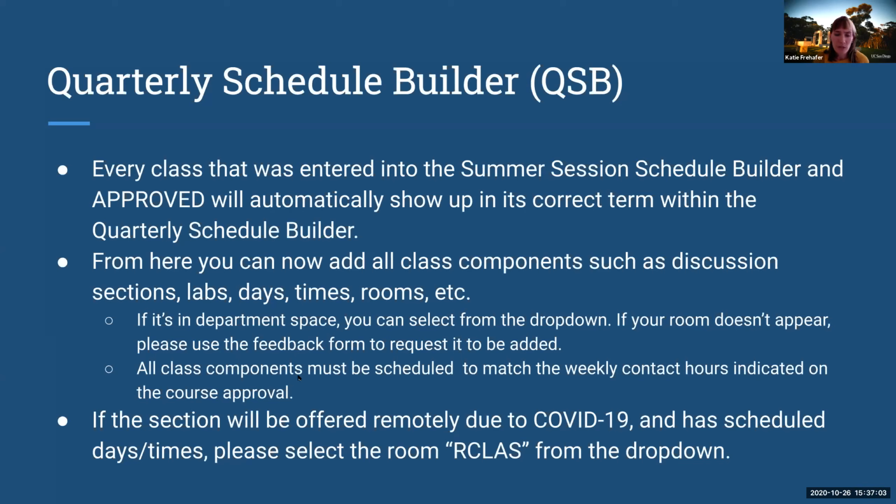The class components must be scheduled to match the weekly contact hours as also indicated on your course approval form. So please just make sure there too that all the numbers are adding up correctly. And if the section will be offered remotely due to COVID and has scheduled days and times, please use the new R class selection from the dropdown. That's in the departmental space dropdown, but it's just the one that's reserved for remote.